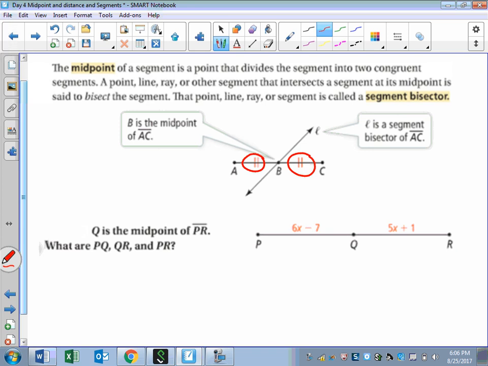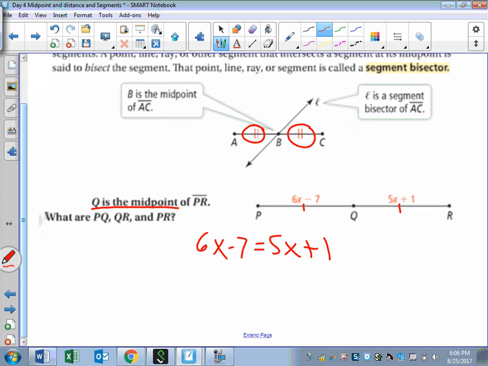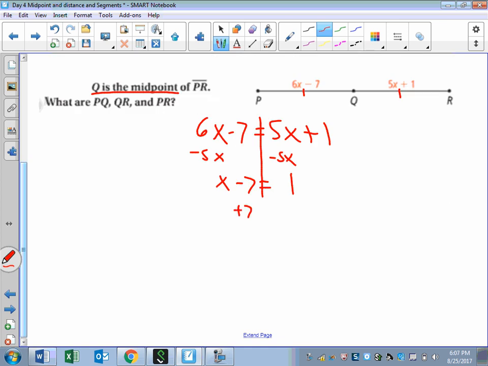If you're dividing something down the middle in half, you're dividing it equally into two parts. Okay? So now we got 6x minus 7 and 5x plus 1. If you're dividing it in half, Q is the midpoint. Q is right in the middle. So that means that those two pieces have to be equal to each other. 6x minus 7 is equal to 5x plus 1. Then you just got to use a little bit of algebra to solve. Take away 5x. Add 7. So x is equal to 8.